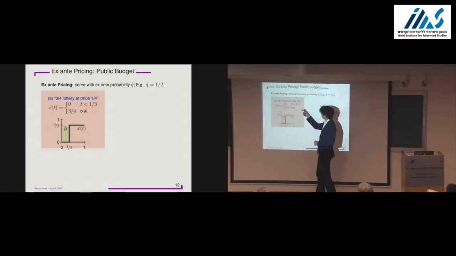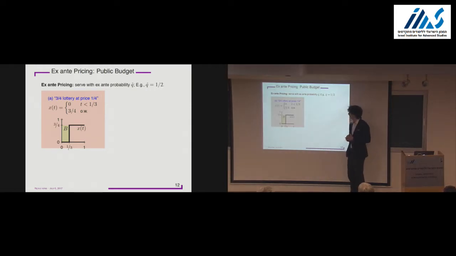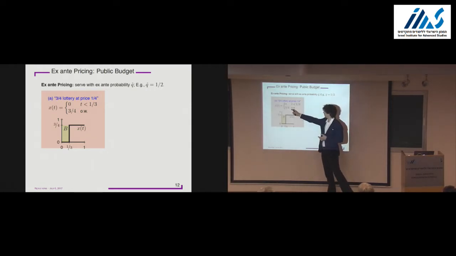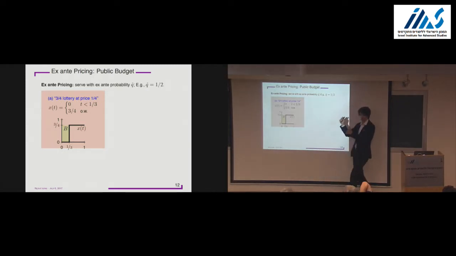So you can map out who's going to buy this. It's exactly the types who have value bigger than 1/3. Those types buy that, and they are going to win with probability 3/4 because that's the probability of the lottery. The types that don't buy it get nothing. And so the allocation rule in type space, now when I do allocation rules in type space, I do X's, and as in the previous slide, in quantile space, I do Y's.